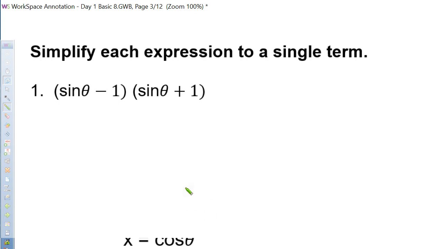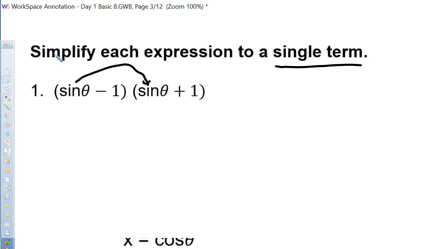Okay, first example. It says simplify each expression to a single term. So your answer should have only 1 term in it. So if you have a binomial, keep going. If you have a trinomial, keep going. If you have a polynomial, keep going. So problem number 1, we have a binomial times a binomial. So multiply those binomials by double distributing or FOIL.